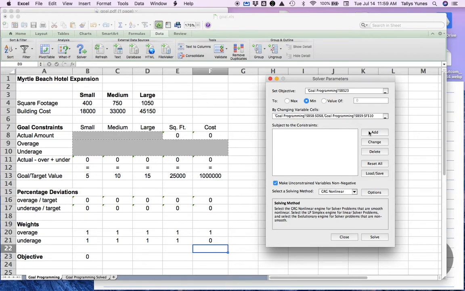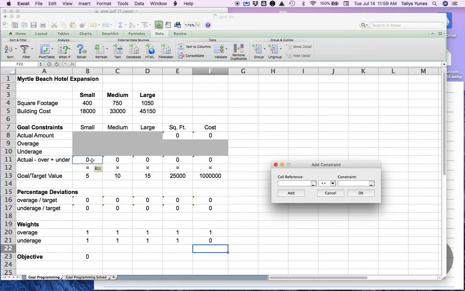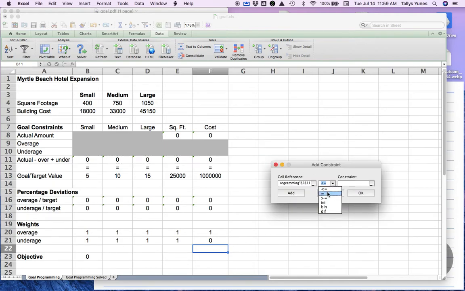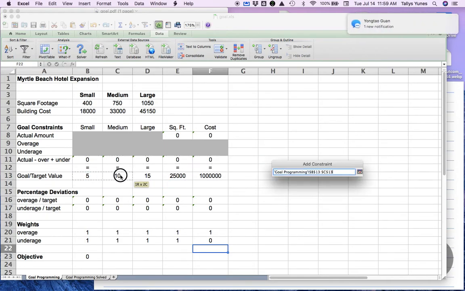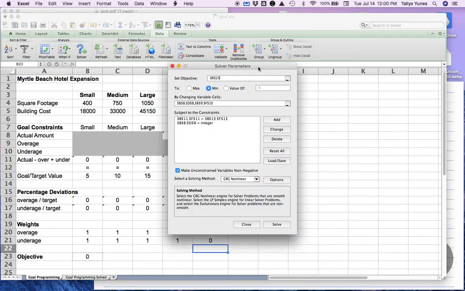Great. Constraint-wise, we're going to say first that all the actual minus over plus under need to equal the target numbers. So row 11 equals row 13, right? And one more thing, which is, well, these are rooms, SML, they have to be integer. I don't want a fractional room, right? So we can select SML here, make them integer, and that will be it for constraints.